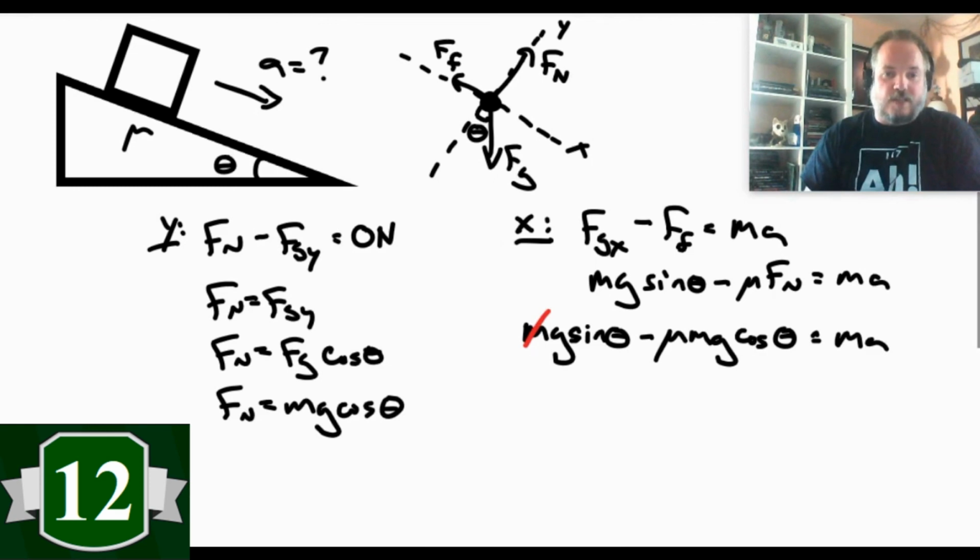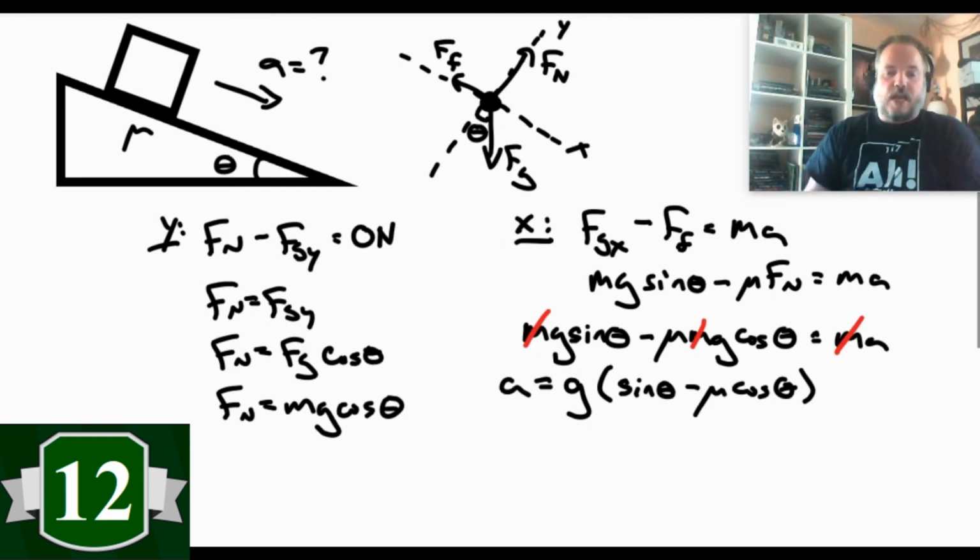Cool, every term has an m. And let's factor out the g. So we can get g times sine theta minus mu cosine theta equals acceleration. And if you take a look at this, this means that the steeper the angle, the more it's going to accelerate, and that the weaker the coefficient of friction is, the less friction you have, the more it's going to accelerate. This is exactly what it should look like.